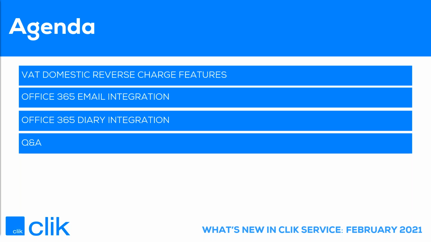We will then be looking at Office 365 email integration. So we'll be showing you how you can log into your Office 365 account, sign in, and then we'll also be looking at how you can search and view emails and attach attachments to job sheets, for example, or under a customer's record. And then we'll also move on to the Office 365 data integration as well. And at the end, we will have some Q&As.